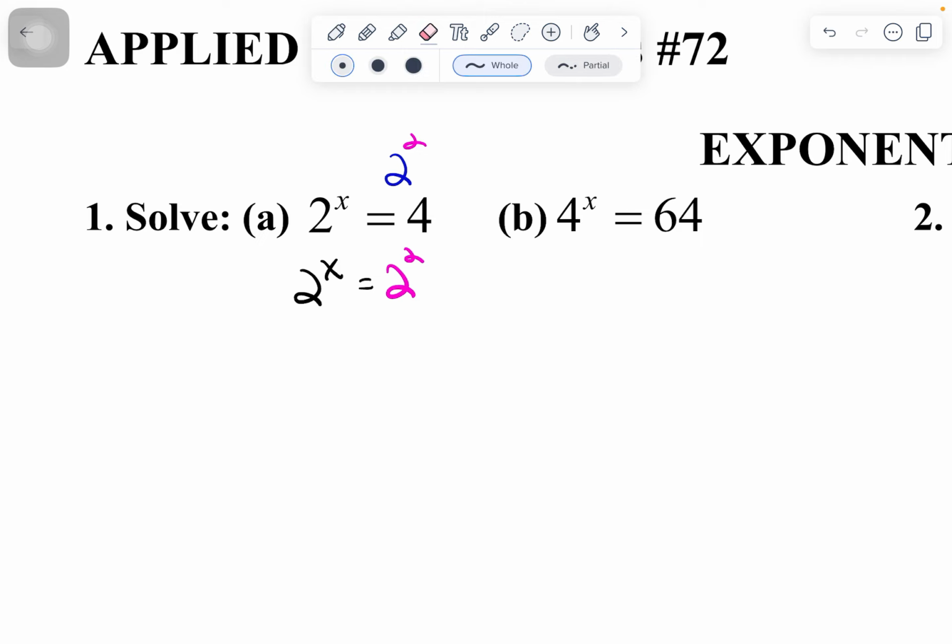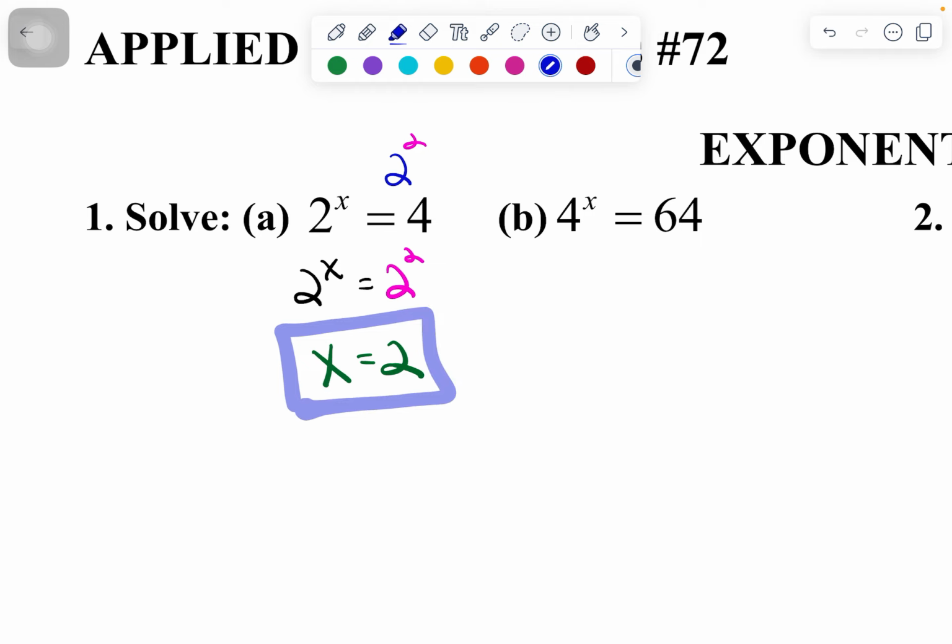So here's the thing. If these two base values, right, this 2 here is the same as this 2 here, in order for this to be equal, that means that this exponent has to be equal to that exponent. So in this case, based on what we did, x is equal to 2. Give me my highlighter back. There we go. And that's it.